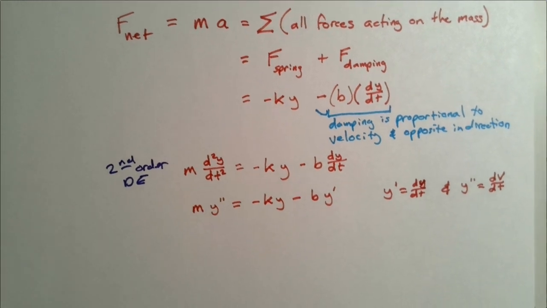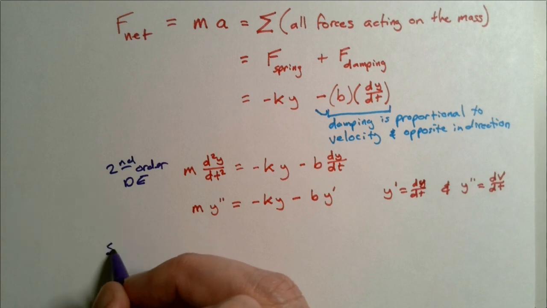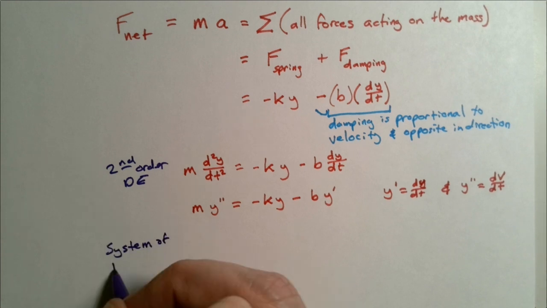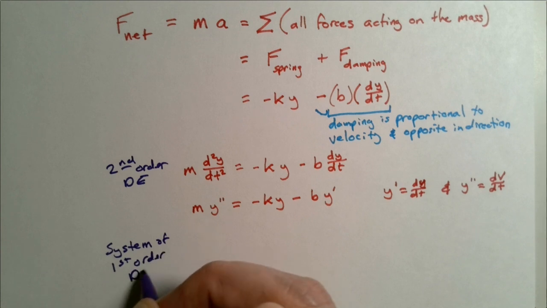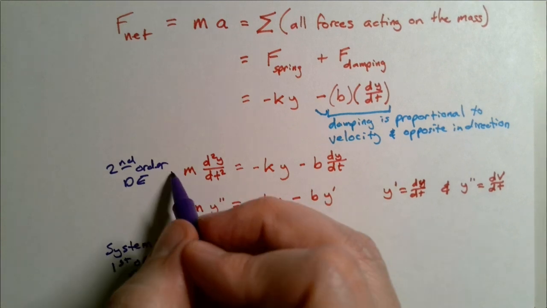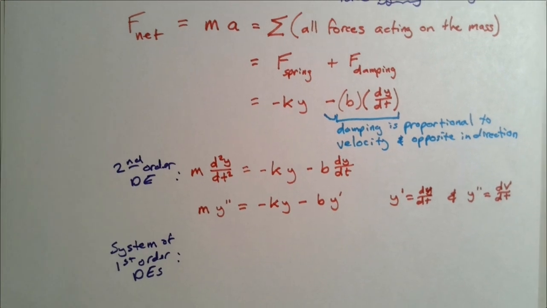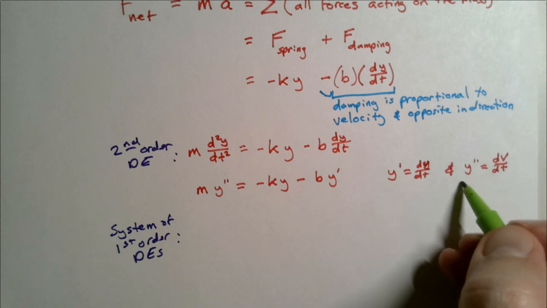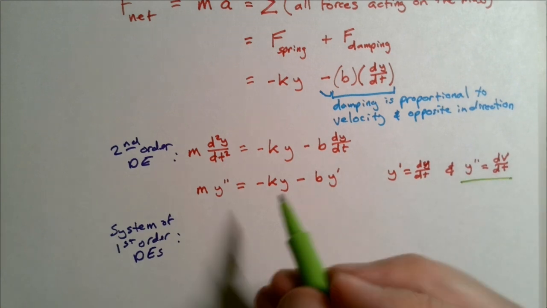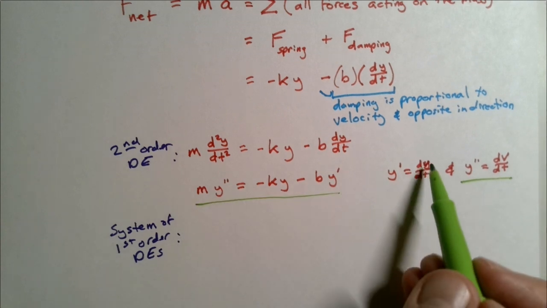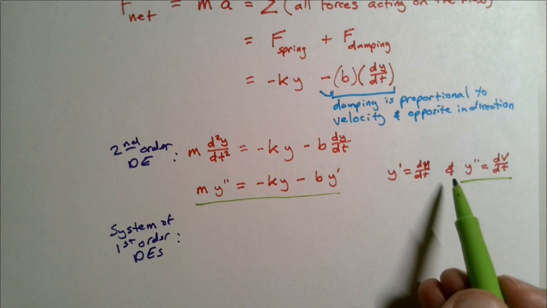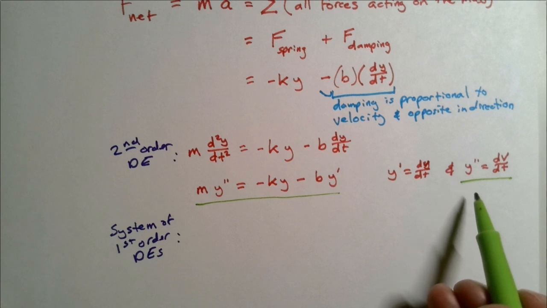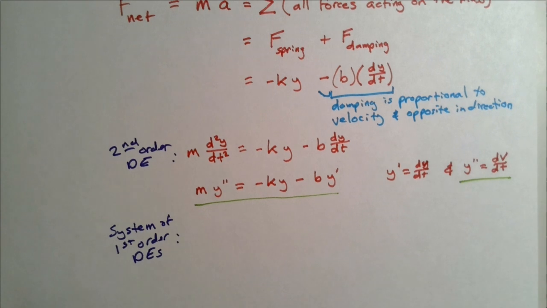And so we can use this idea to manipulate and come up with a system of first order differential equations, similar to what we did before. So we're going to make a system of first order DEs. We're going to do that by taking this equation right here, knowing that y double prime is dv dt, and substituting it in and manipulating it a little bit.